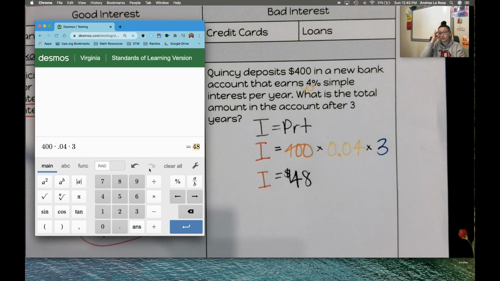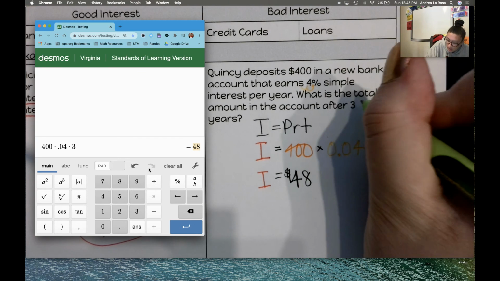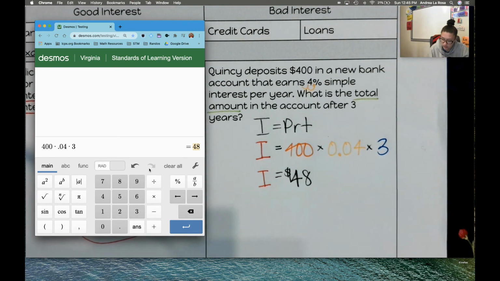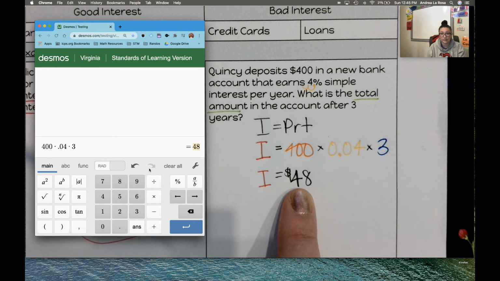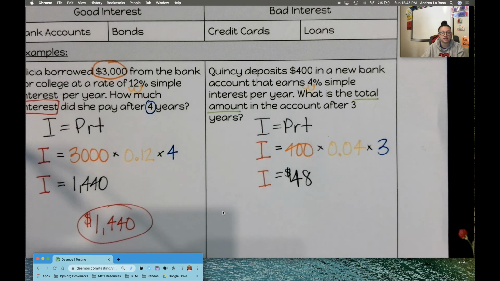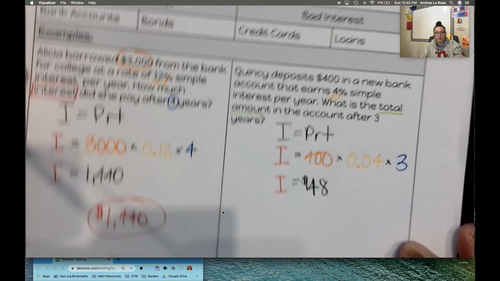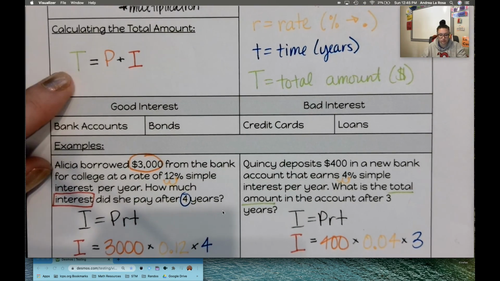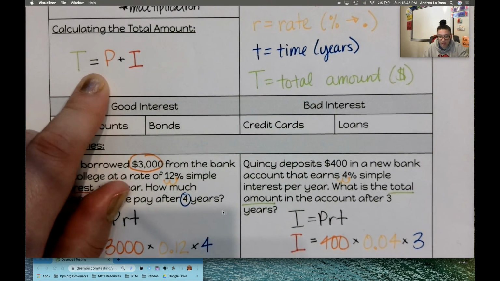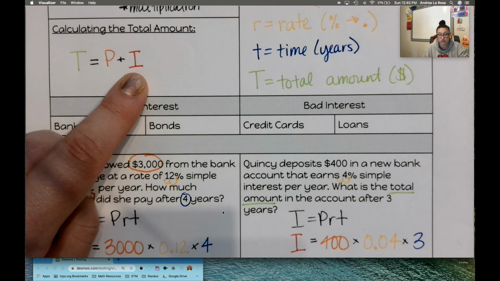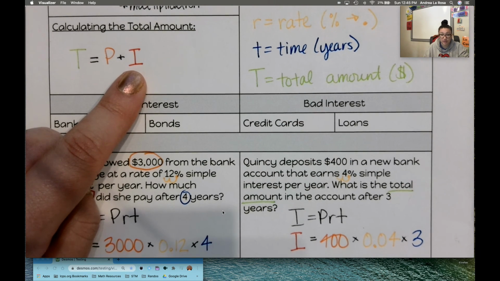Now again, we need to read the question and see if we have it answered. This one says, what is the total amount in the account after 3 years? Does the I represent the total amount? It does not. That is not the total amount. Remember, to calculate the total, I need to add the principal plus the interest. So I'm not quite done yet.